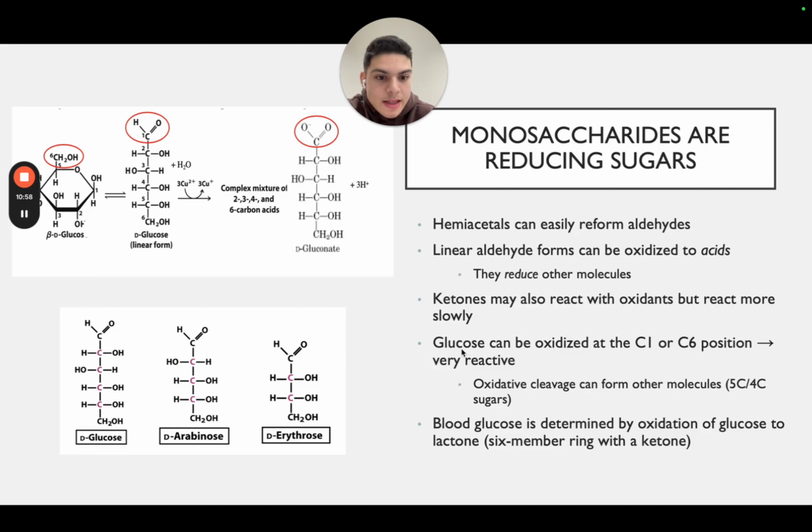And then glucose can be oxidized at the C1 or C6 position. So here, or the C1. That's what these red arrows mean, and it could be either. Oxidative cleavage can form other molecules where you form 5 carbon or 4 carbon. You're going to see these more in the Krebs cycle and also the glycolysis phases. So just something to keep in mind. But just a fun fact, blood glucose is determined by the oxidation of glucose, which is this, to its lactone, a 6-member ring with the ketone. I know this is gluconate, it would be showing you the lactone equivalent of it. So it's just a fun fact.